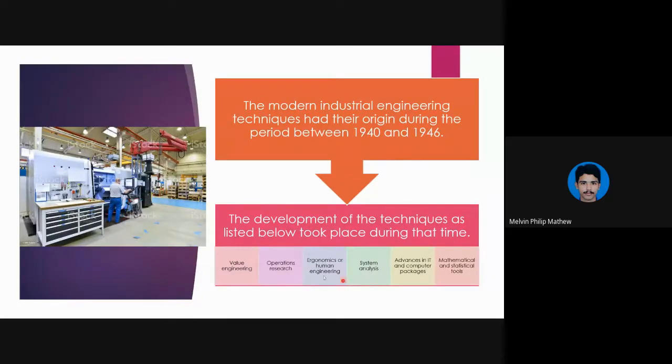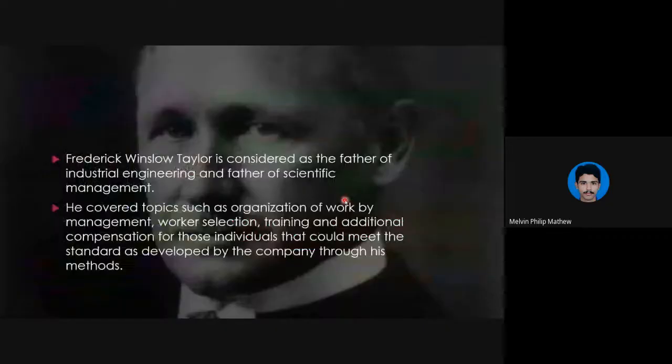Then operations research. Various operations that have to be carried out in the production of a product were studied, and each and every process was studied, and the economic means for running these operations were implemented into the production of the product, and that came under operations research. So this is how the modern industrial techniques were incorporated.